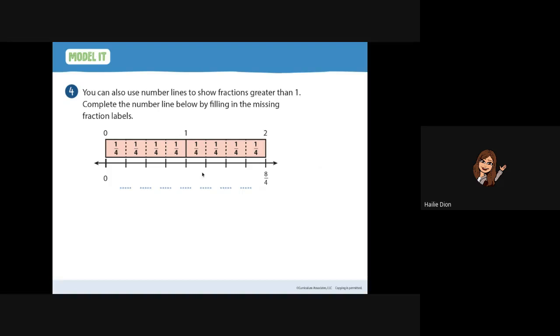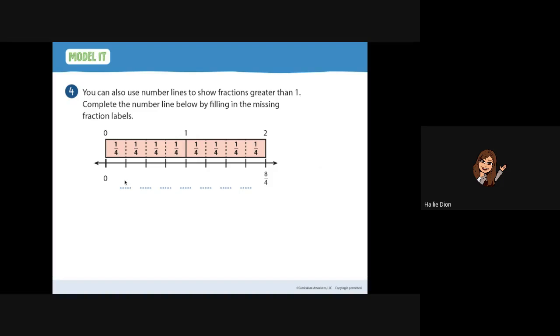So 5/4, 6/4, 7/4, and 8/4. And 8/4 is just the same as saying 2. Because guess what? Little division hint here. What is 8 divided by 4? You know this one. 2. So this fraction bar can also act as a division bar when you need it to check your work.